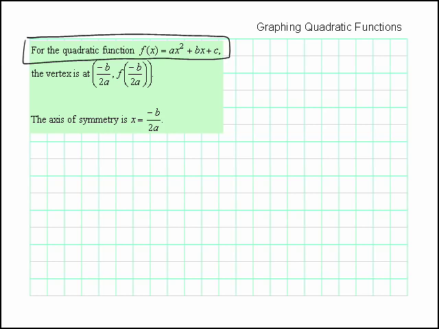The method that I'm going to show you here is where we use the axis of symmetry. The axis of symmetry is found by using this formula, x equals negative b over 2a. And we're going to use that to find the vertex of our parabolas.